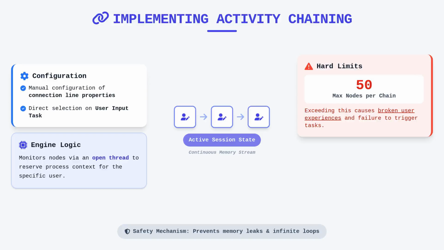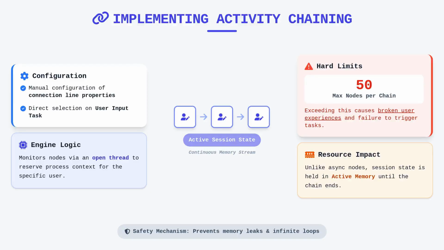Furthermore, each chain node consumes resources differently than an asynchronous node, as the system must maintain the session state in active memory until the chain concludes or hits an unchained node.